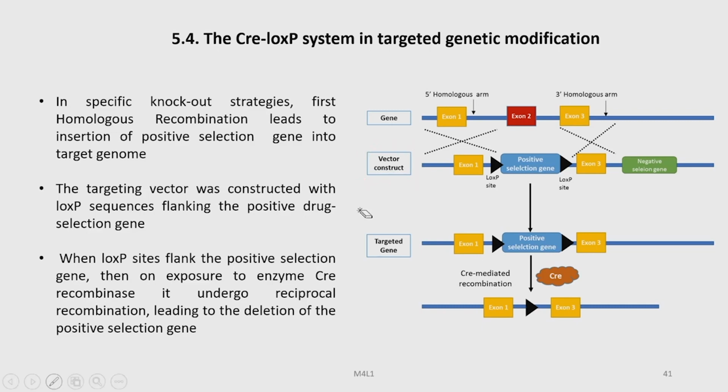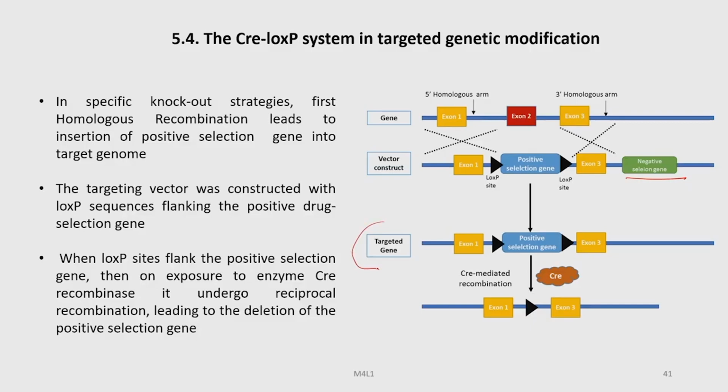This vector construct has exon 1 and exon 3, but it does not have exon 2. In place of the exon 2, there is a positive selection gene, and this is flanked by 2 LOXP sites, and there is also a negative selection gene. So, in specific knockout strategies, the first homologous recombination leads to insertion of positive selection gene into the target genome.